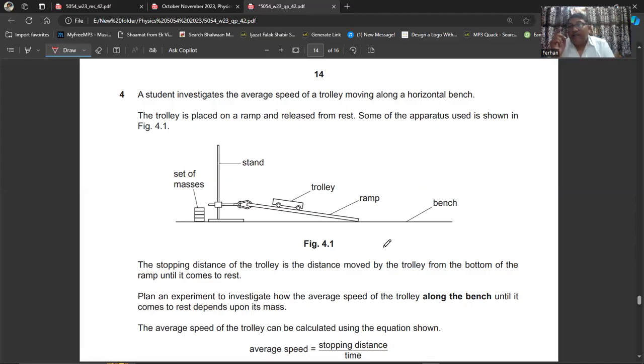And measure the time, obviously you will measure with the stopwatch. And this distance the trolley moves on the horizontal bench, measure it with the help of a measuring tape.